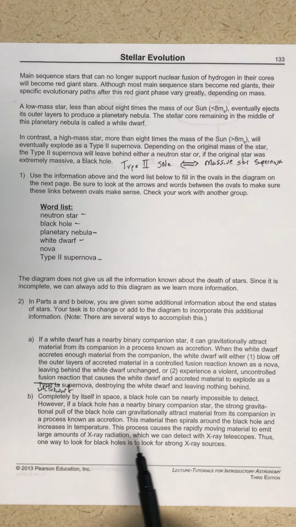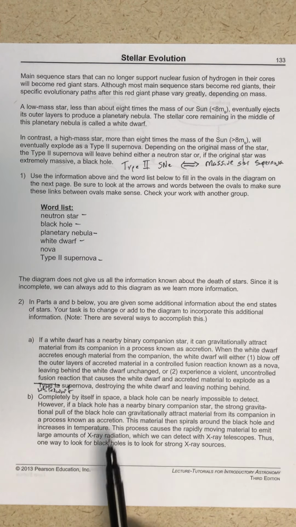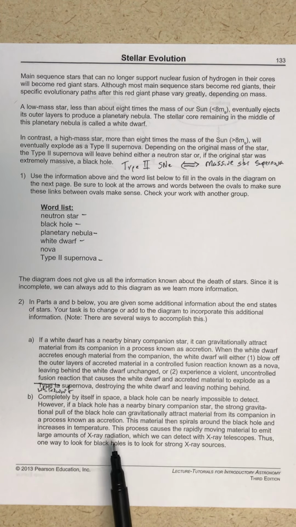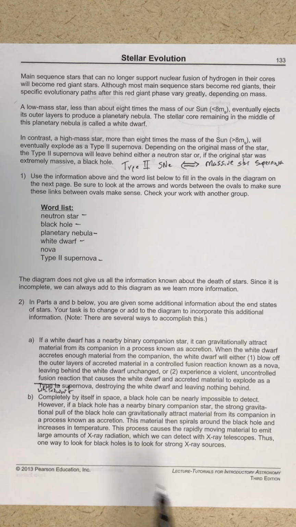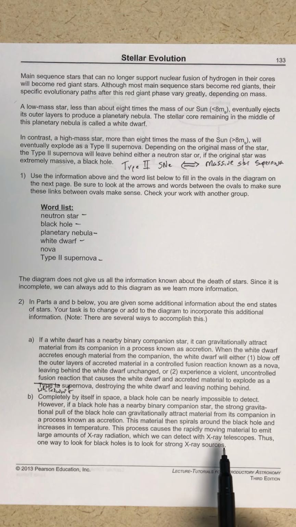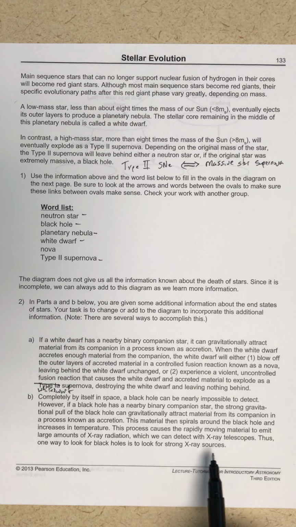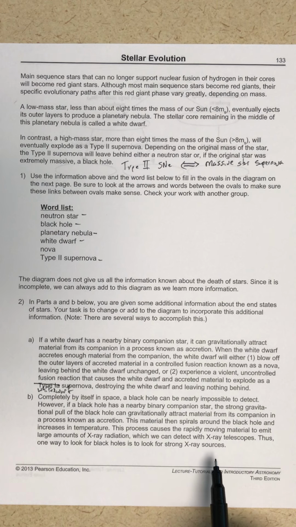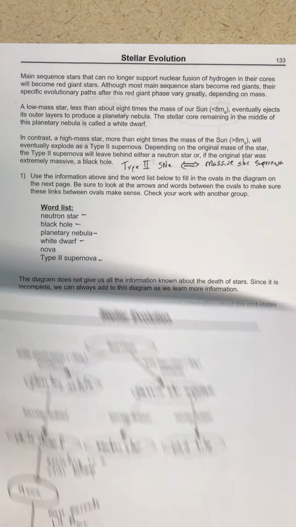Completely by itself in space, a black hole can be nearly impossible to detect. However, if a black hole has a nearby binary companion, the strong gravitational pull of the black hole can gravitationally attract material from its companion in a process known as accretion. This material then spirals around the black hole and increases in temperature. This process causes the rapidly moving material to emit large amounts of X-ray radiation, which we can detect with X-ray telescopes. Thus, one way to look for black holes is to look for strong X-ray sources.